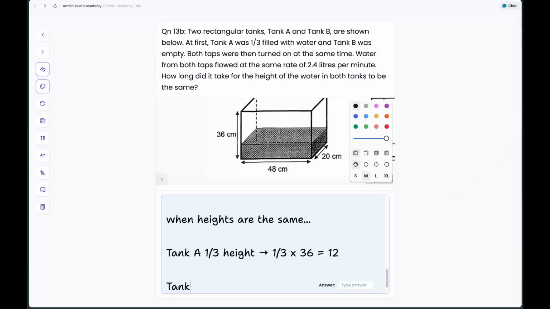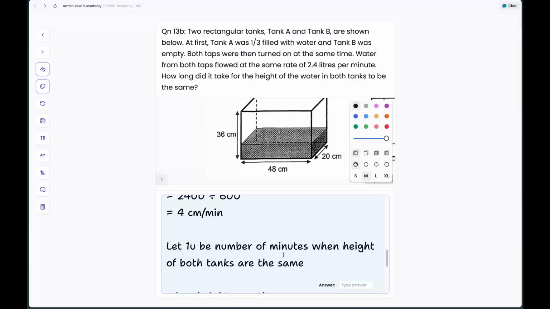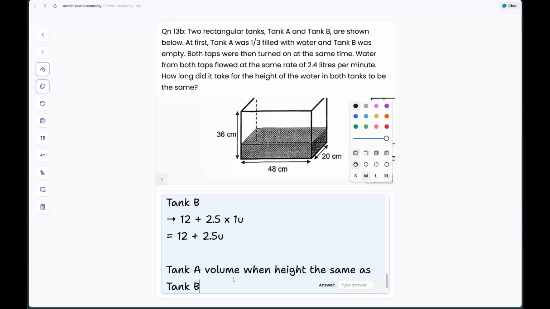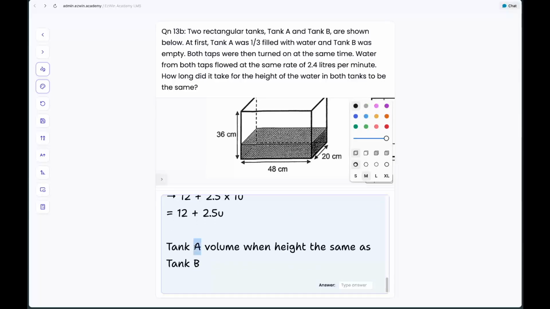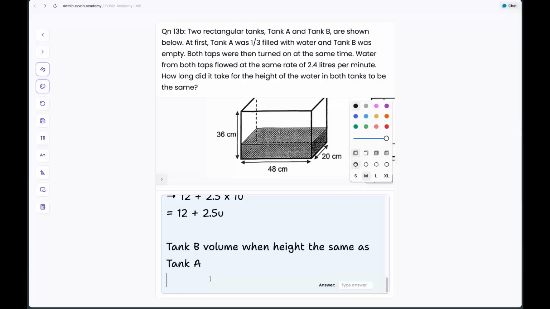So that means tank A height when the height is the same as tank B will be equal to 12, then plus the rate 2.5. Okay, earlier we see 2.5 centimeters, times 1 unit. And this will give us 12 plus 2.5 units. Then tank B height, the same as tank A. So this is tank A. And then B equal to, since we know the rate is 4 centimeters per minute, then we just put here 4 times 1 unit equal to 4 units.